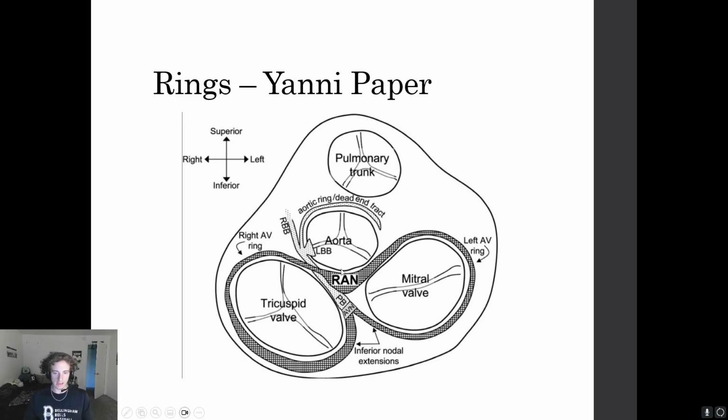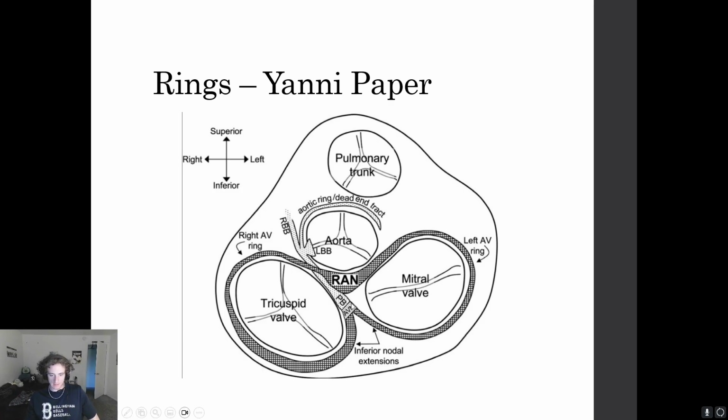So what are we looking at here? This is a paper from Yanni et al. So basically, this is mystifying, right? They used histological techniques, essentially looking at ion channels, things like that, in order to see what tissues are specialized and conductive, right? So they did that, and what did they find?